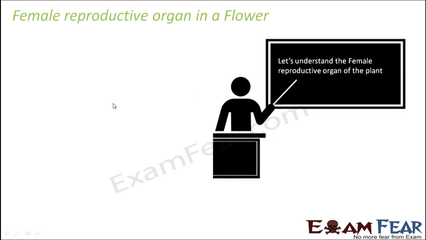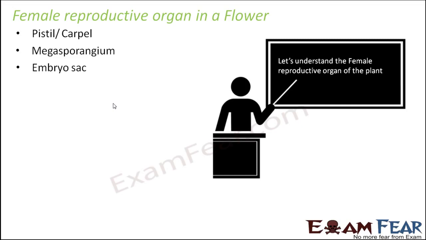Let us now understand the female reproductive organ of the plant, because we already saw how male gametes are produced. Now it's time to see how the female gametes are produced and where they are produced. Here we will talk about the female reproductive organ, which is the carpel or pistil. Both are the same. We'll also talk about the megasporangium, like how we had the microsporangium. Similarly, we have the megasporangium, which is a part inside the carpel where the female gametes are produced. We will also talk about the embryo sac, which is the female gametophyte. Like how pollen grains were the male gametophyte, similarly the embryo sac is the female gametophyte. So we are going to talk about these three specifically in more detail.